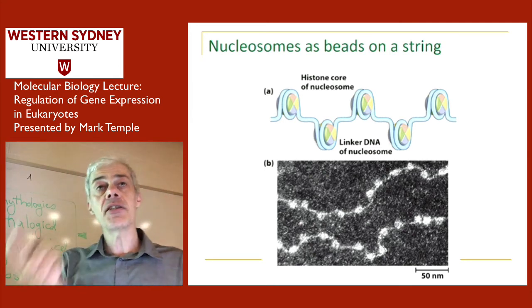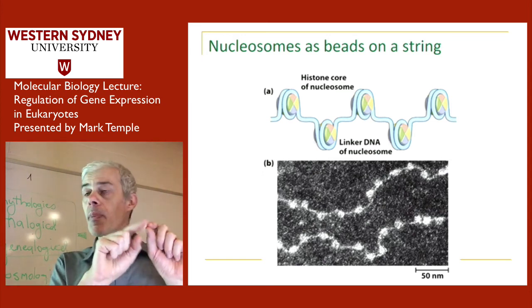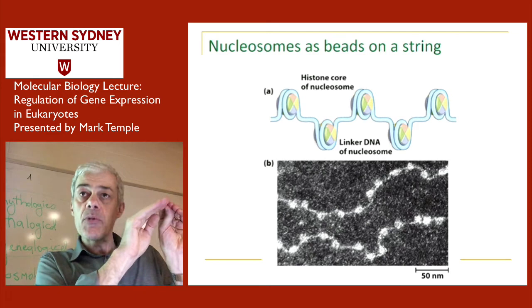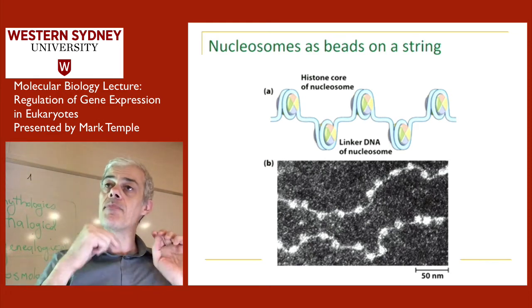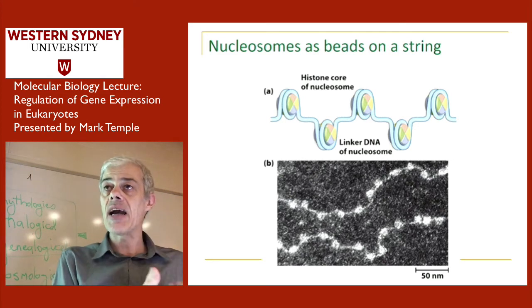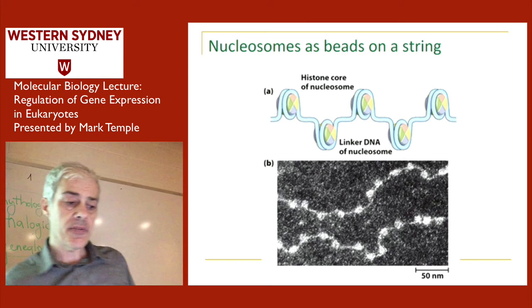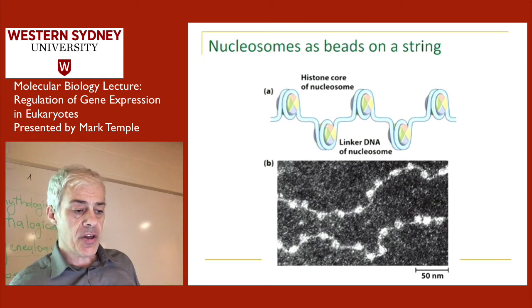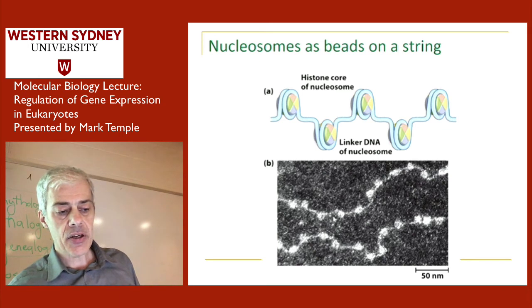What you didn't see in that other micrograph was any of this. The DNA was just a string. There were no blobs on the DNA string. It was just a string, because in bacteria you don't have nucleosomes. What you see here is packaging of DNA. So this is a string of DNA here, and here are the nucleosomes.